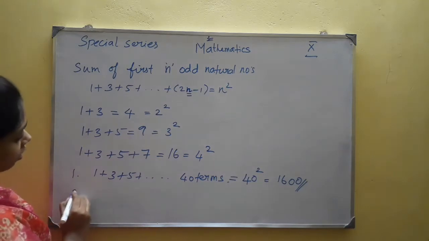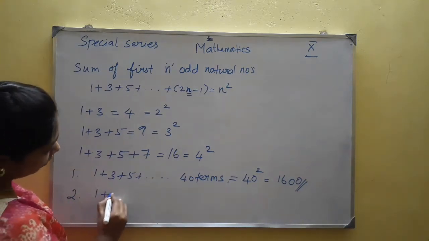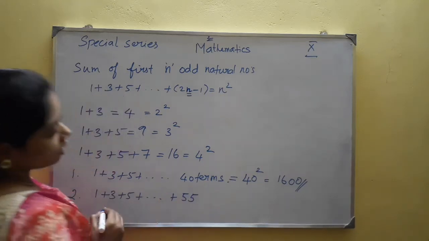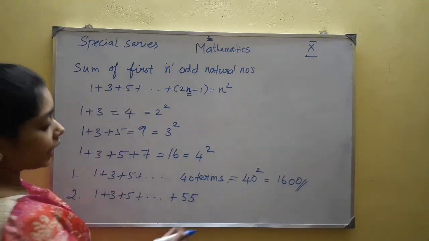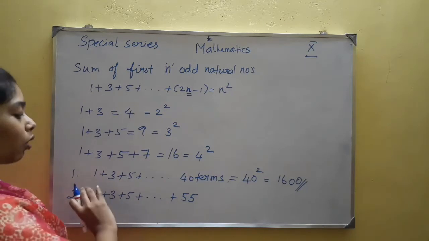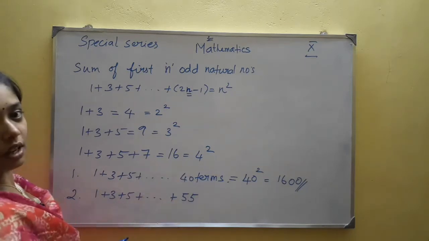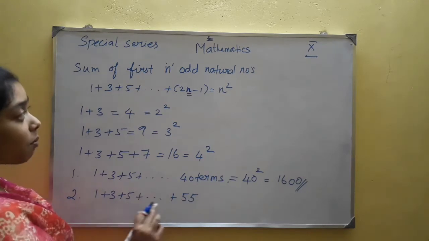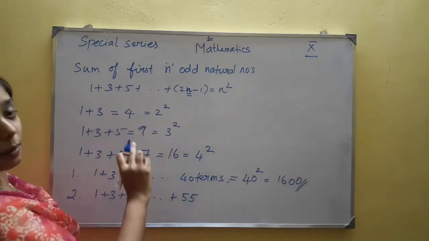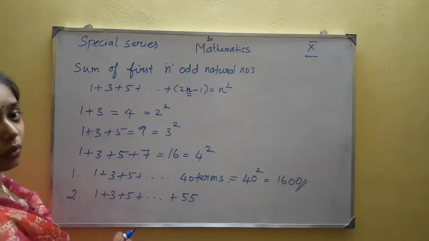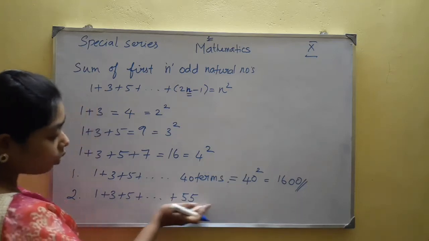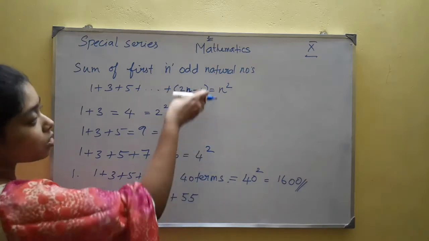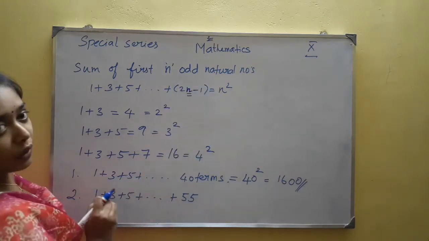Okay. So the second problem: 1 plus 3 plus 5 goes on up to 55. Some people mistakenly think that since it ends with 55, there are 55 terms. No, it is not the sum of the first 55 natural numbers. It is a sum of odd natural numbers, because some other terms are left out over here. It doesn't mean the total number of terms is 55. The last term is 55, that is, 2n minus 1 is 55.